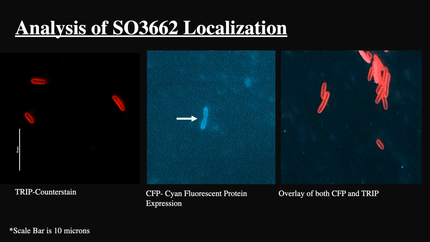We then overlaid the counterstain and the CFP gene expression to get a better understanding of where the protein was within the cell. These images would indicate that the protein is found in the outer regions of the cell, but further research must be done to confirm if it is localized in either the outer membrane or the cytoplasmic membrane. Our next step would be to confirm protein function and possibly manipulate the electron uptake process.